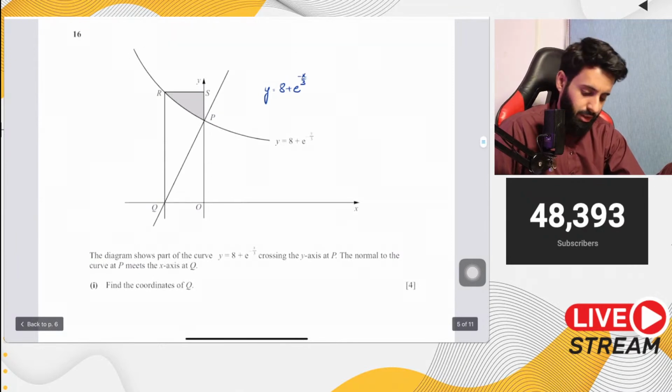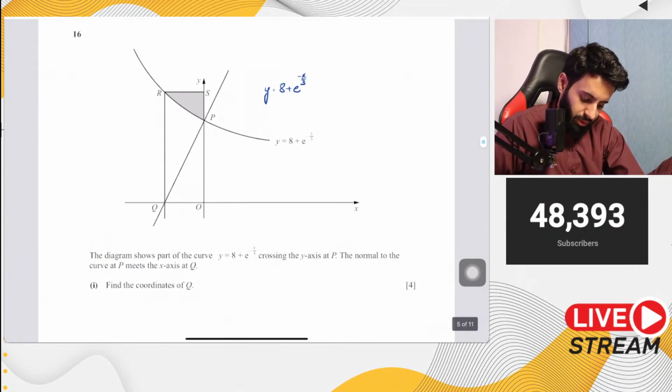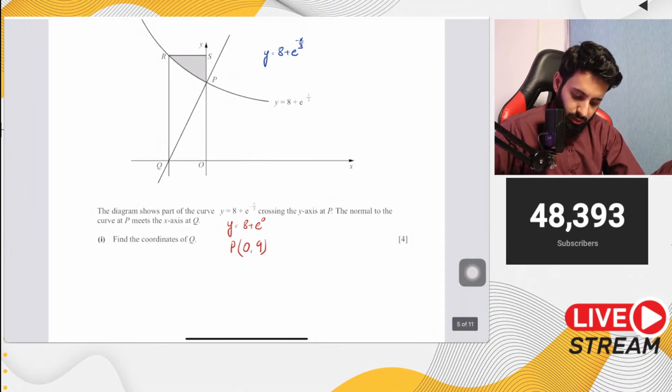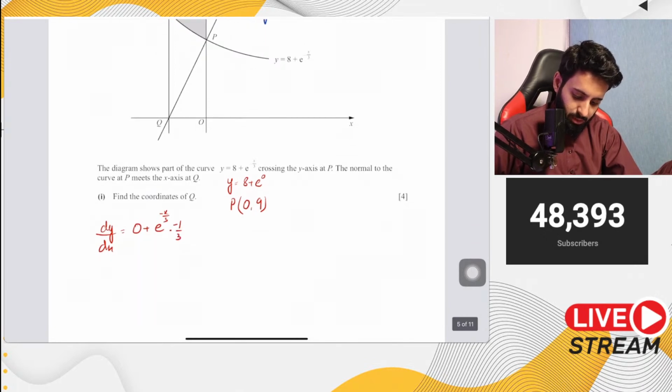Yep, 0 comma 9, that's correct. So basically you can find out the coordinates of P. P is a point where x is 0, and then if you plug in 0 in the equation of the curve to find out the corresponding y coordinate, you get y is equal to 9. Okay, so you'll find dy by dx by differentiating the equation of the curve. So it's going to be 0 plus e to the power minus x upon 3 multiplied by the differential of the power, which means minus 1 upon 3.